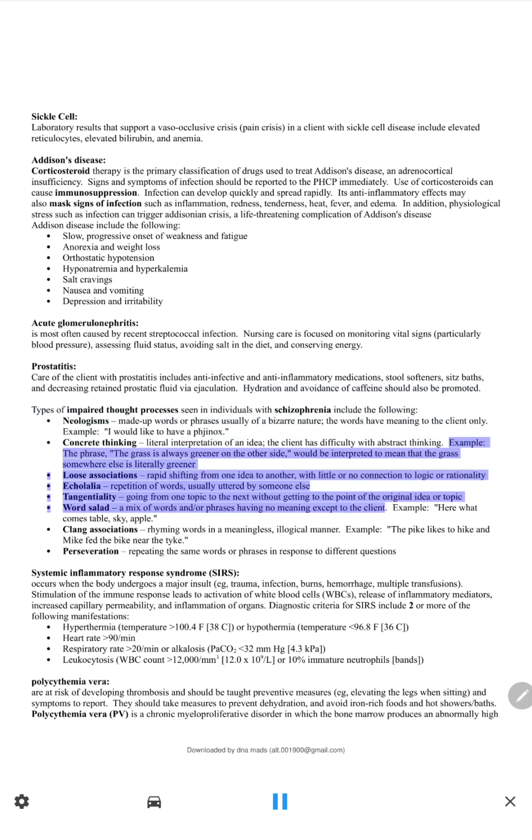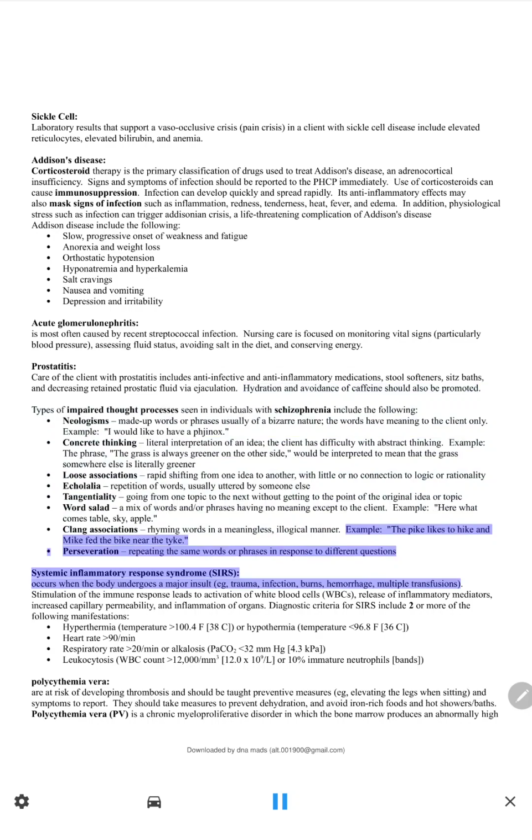Loose associations, rapid shifting from one idea to another, with little or no connection to logic or rationality. Echolalia, repetition of words, usually uttered by someone else. Tangentiality, going from one topic to the next without getting to the point of the original idea or topic. Word salad, a mix of words and or phrases having no meaning except to the client. Example: here what comes: table, sky, apple. Clang associations, rhyming words in a meaningless, illogical manner. Example: the pike likes to hike and Mike fed the bike near the tike. Perseveration, repeating the same words or phrases in response to different questions.